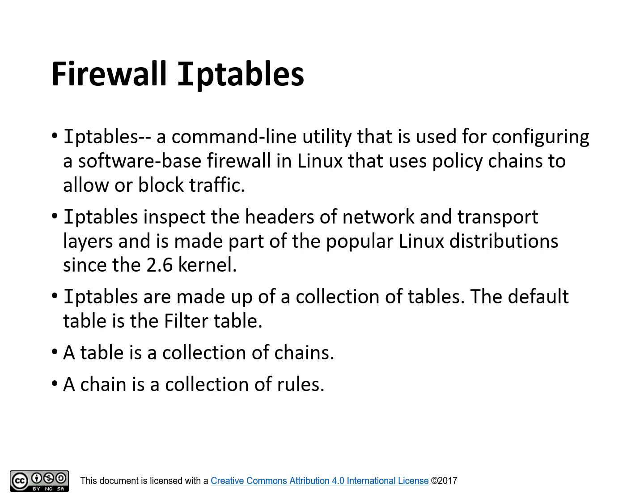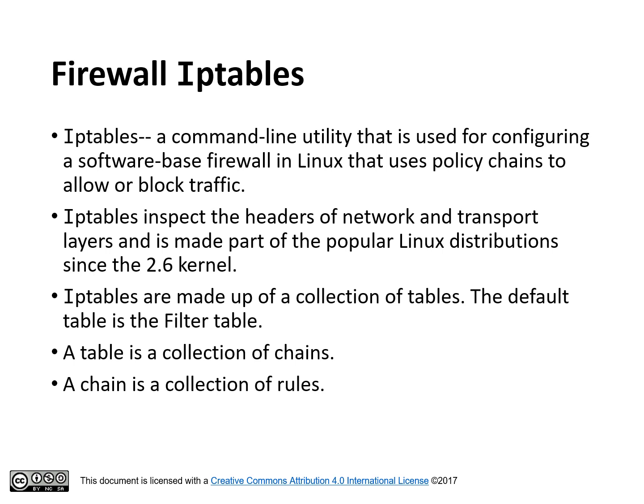Firewall IP tables. IP tables are a command line utility that is used for configuring a software-based firewall in Linux. They use policy chains to allow or block traffic. When a connection attempt is made on a system, IP tables look in its list for a rule to match the connection request. A no-match result forces the firewall to default action.